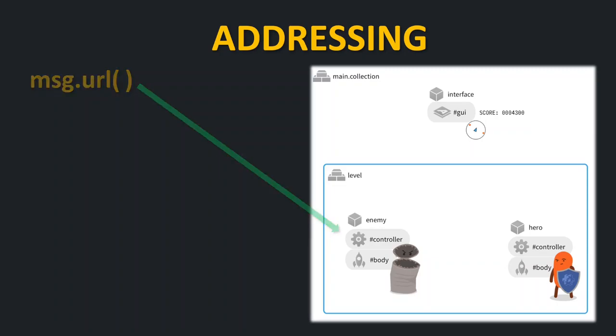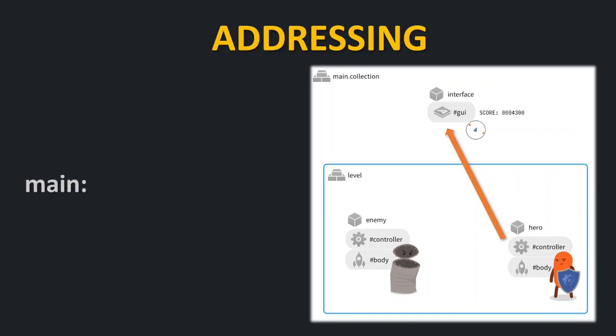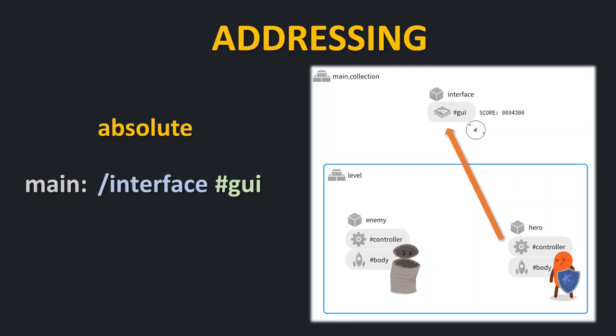So if a player wants to notify our GUI about the score, which in the given example is in a different collection, we would need to add a collection's identifier to it, to always refer to this particular single instance of the GUI component. Then the game object's identifier is interface in this case, and finally the component's identifier is GUI. So the full address looks like this. This is an absolute address of the GUI component, and from wherever you will send it, it will always be received by this particular instance.